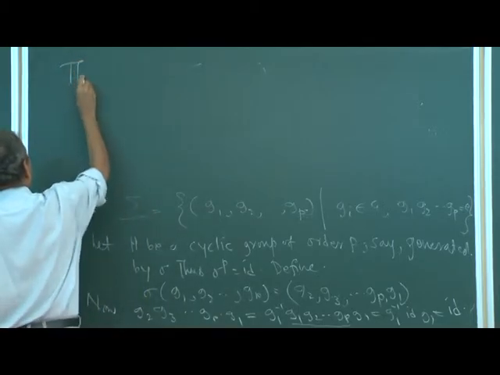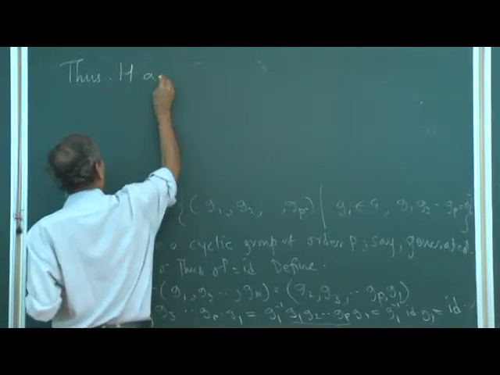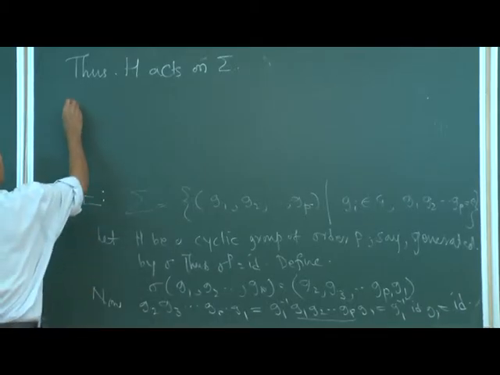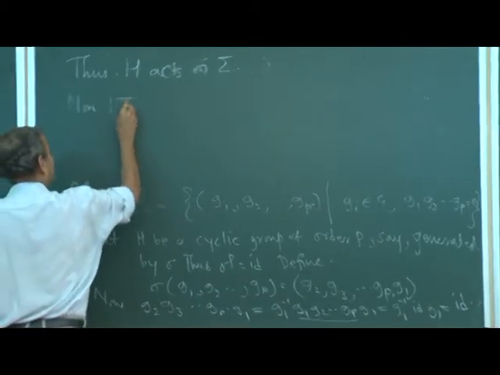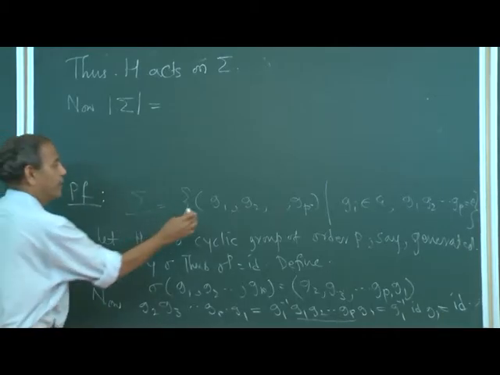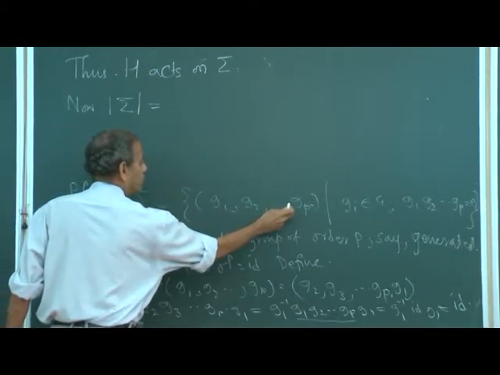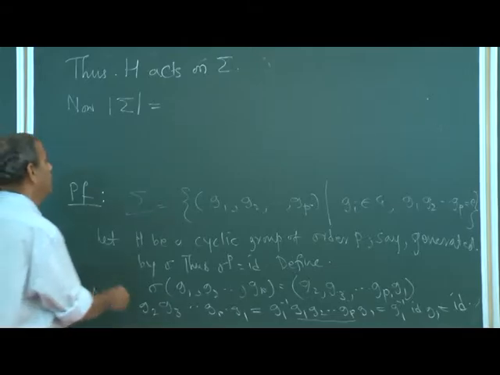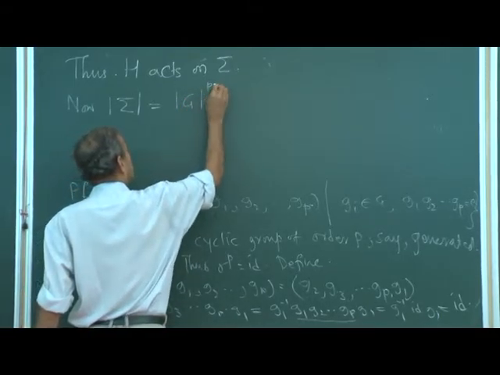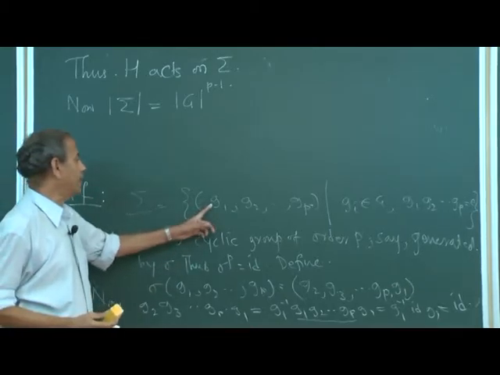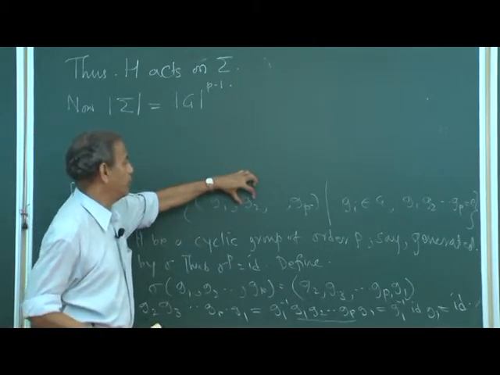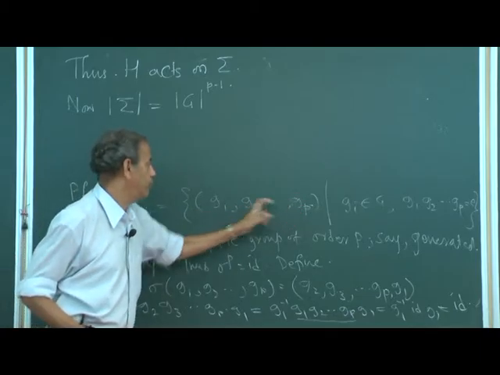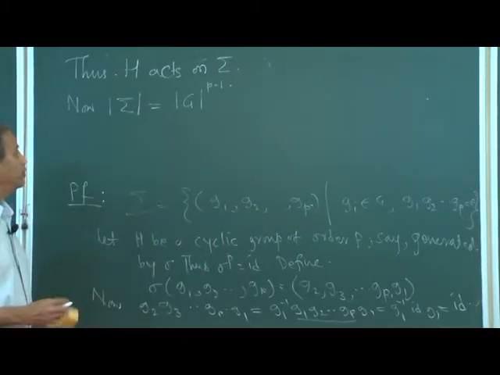Thus, H acts on sigma. Now, as I mentioned last time, for the number of elements in sigma, we can choose g1, g2, ..., g(p-1) arbitrarily, and choose gp such that the product is equal to identity. So it is |G| raised to p minus 1, because g1 can be chosen in |G| ways, g2 can be chosen in |G| ways, and so on, except the last one. Once we have chosen the first p minus 1, the last one is fixed. So there are that many choices.